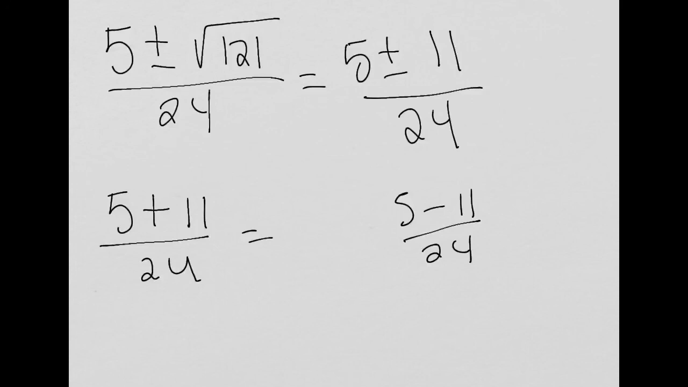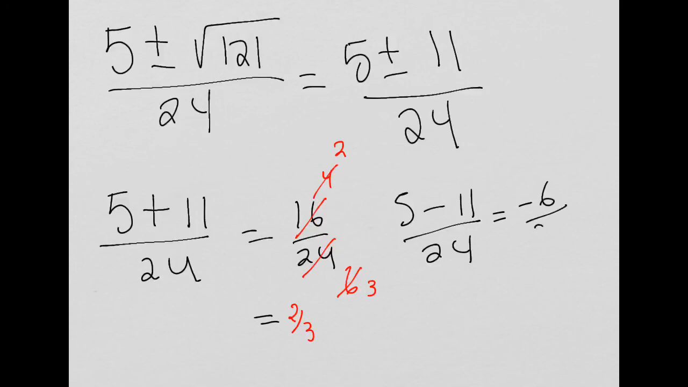So 5 plus 11 gives me 16 over 24. This can be reduced. If you divide by 4, it gives you 4 over 6. Then you divide by 2, it gives you 2 over 3. So this is 2/3. Let's see, 5 minus 11 gives you -6 over 24. Again, if we simplify this, we can divide by 6. So this gives you -1 over 4. So these are your two solutions for this quadratic equation.